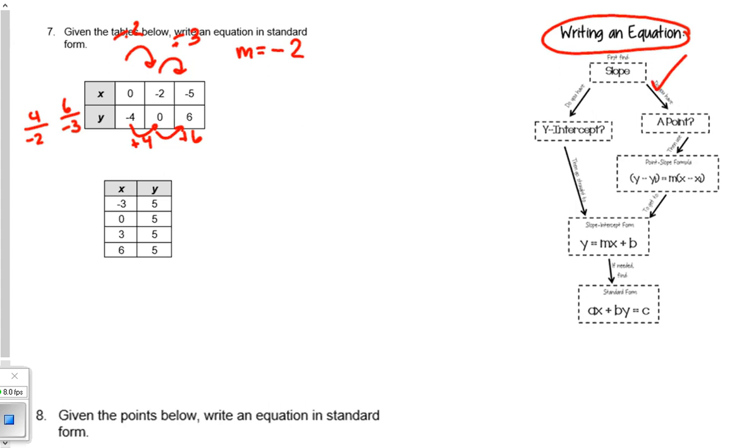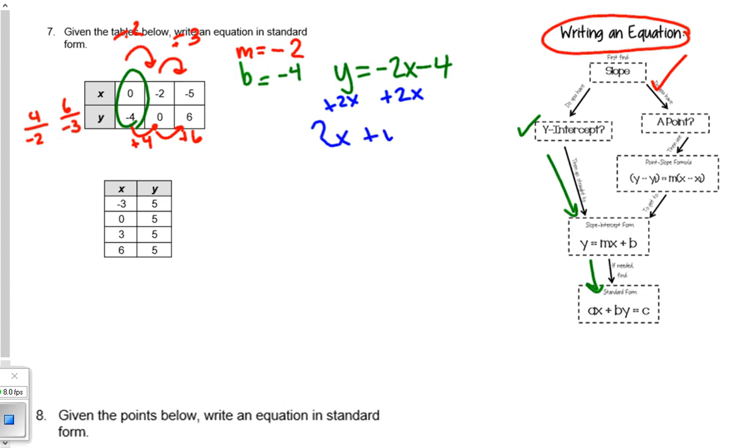Then I decide, do I have the y-intercept or do I just have a random point? Well, lucky us, we have the y-intercept. So I get to take this left-hand path, which is much quicker, by just plugging in y equals mx plus b. So the b here is negative 4, which means my equation is just y equals negative 2x minus 4. Okay? But they want it in standard form, so I need to take one more step to get it into standard form. So I'm going to add 2x to both sides. So 2x plus y equals negative 4. Now I am done. Okay?